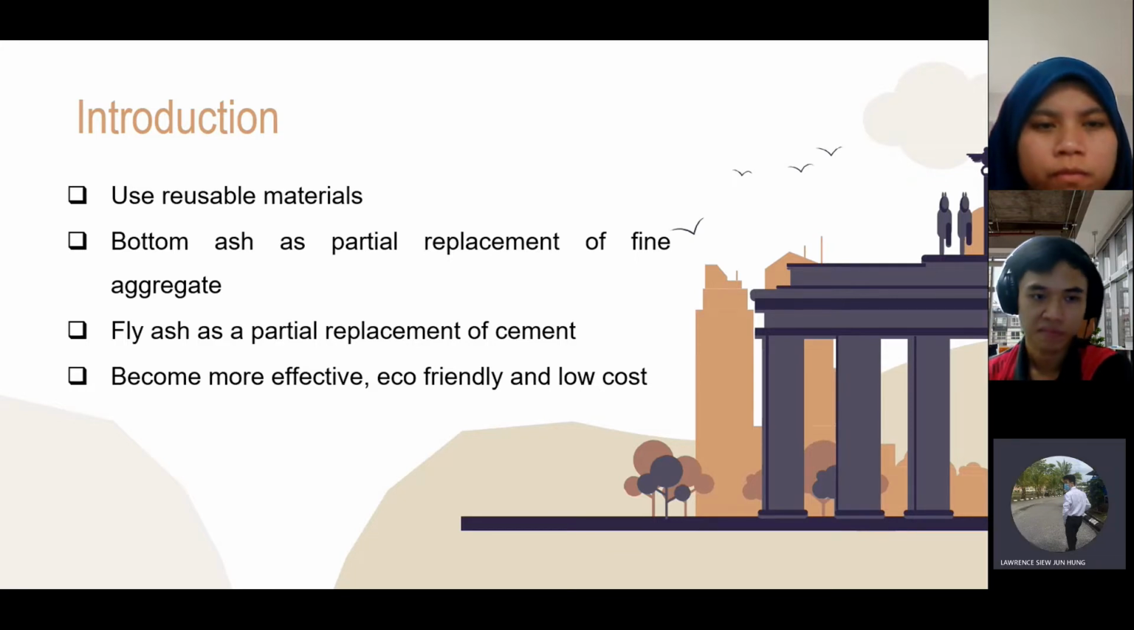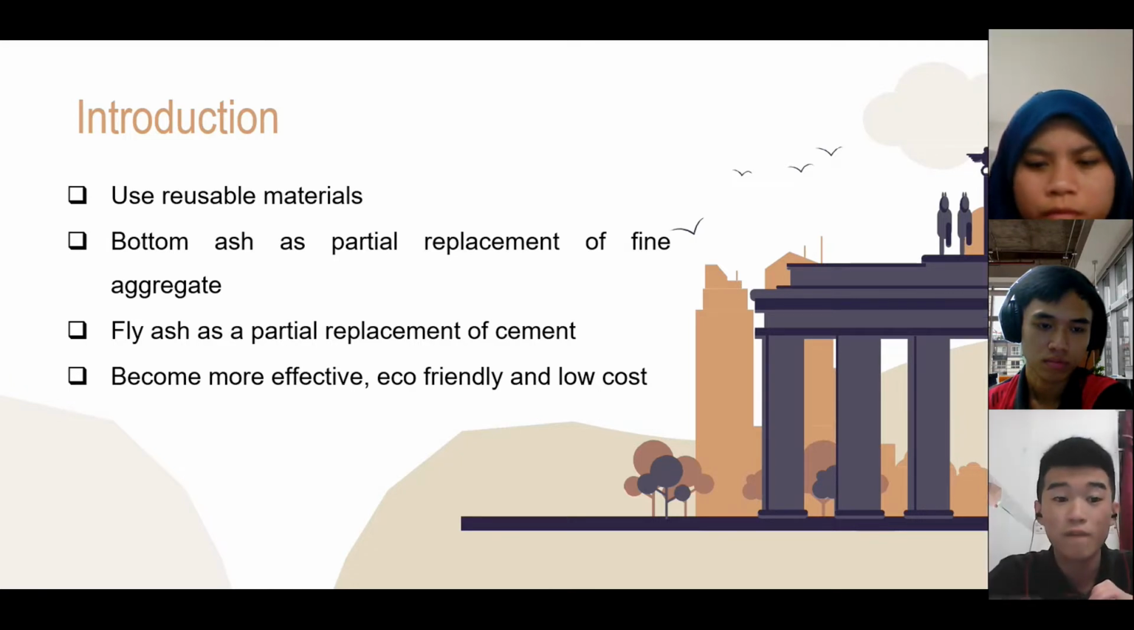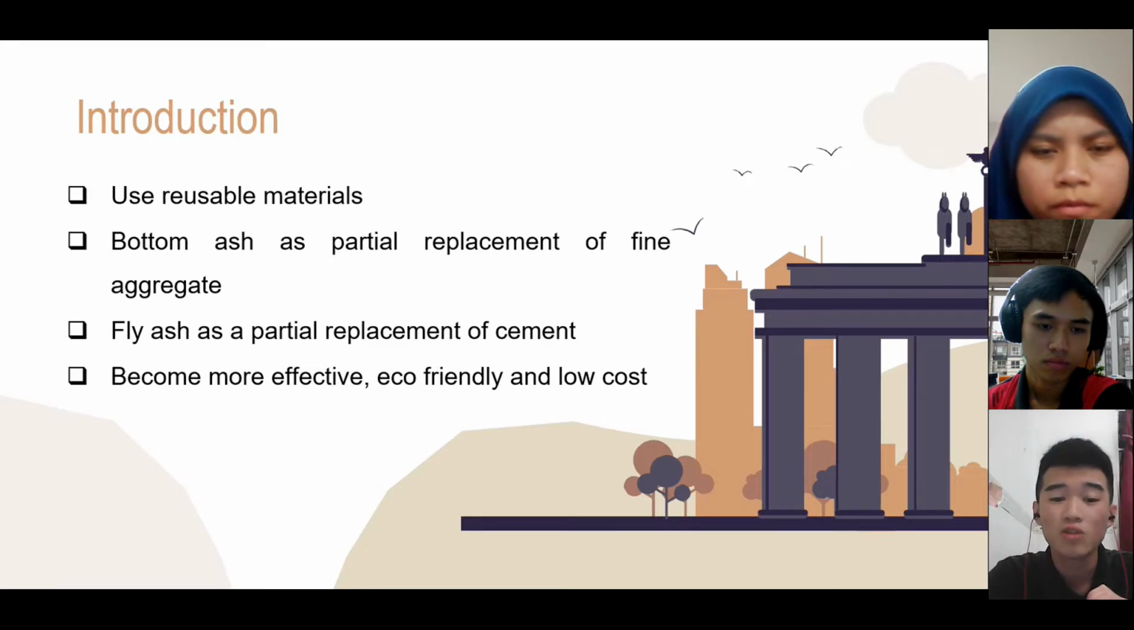For our lightweight concrete, we produce it by using reusable material. We use bottom ash as a partial replacement of fine aggregate and fly ash as a partial replacement of cement to make the lightweight concrete more effective, eco-friendly, and low cost.